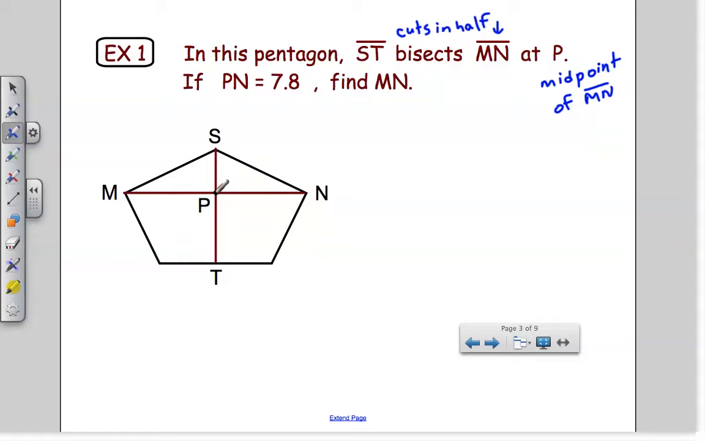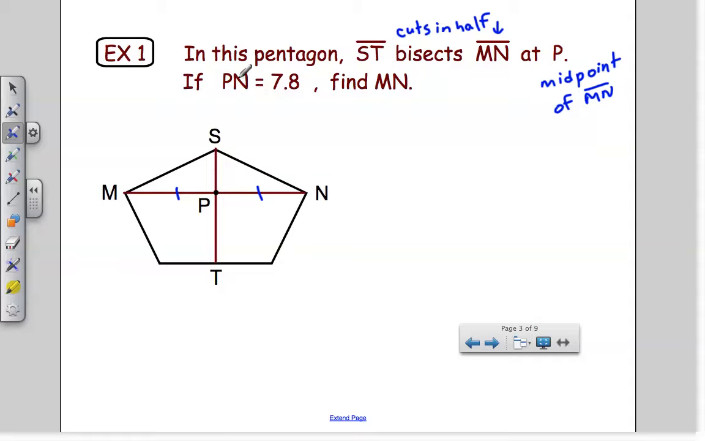Now, you should also know, if I told you to put something on this figure that would indicate to me that P is a midpoint, you would say, well, I'm going to put a tick mark on MP and PN, because now I know that MP is congruent to PN. Those segments are congruent. Their lengths are equal. P is a midpoint.